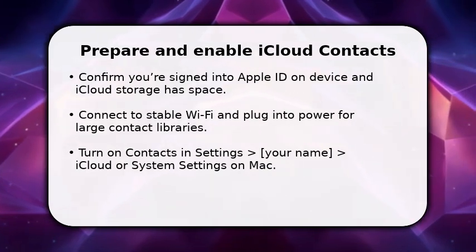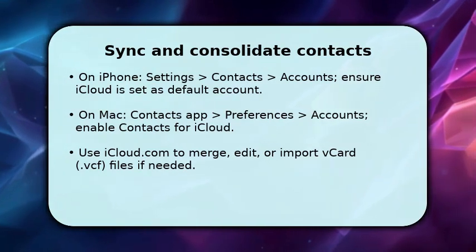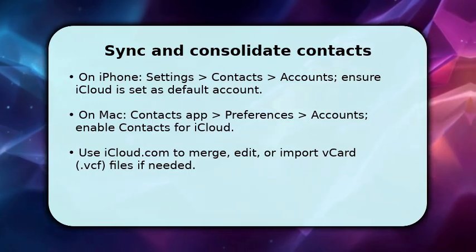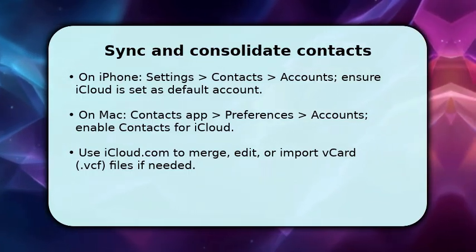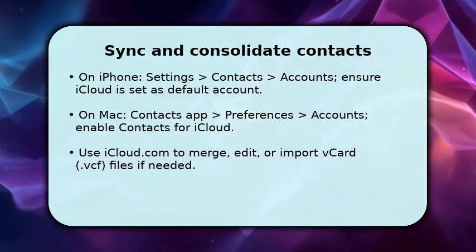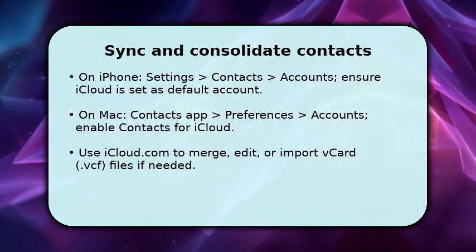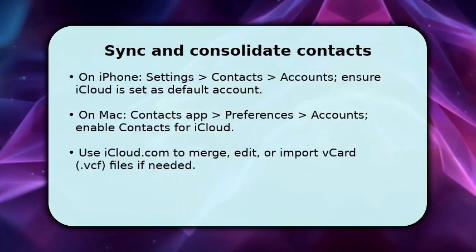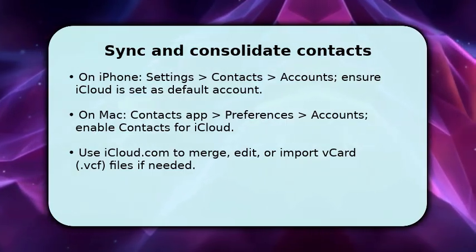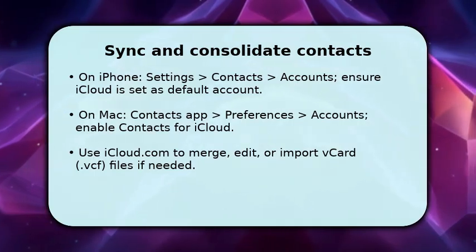Next, you align settings and consolidate records. On iPhone, go to Settings, Contacts, Default Account and select iCloud so new entries save there. On Mac, open Contacts, choose Preferences, Accounts, and enable Contacts for your iCloud account. If you have duplicates or third-party lists, log into iCloud. Open Contacts, and use the vCard import or the merge function to combine duplicates. Doing this centralizes data, so every device receives a consistent, deduplicated contact list.